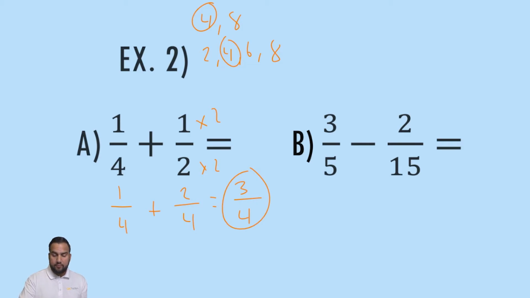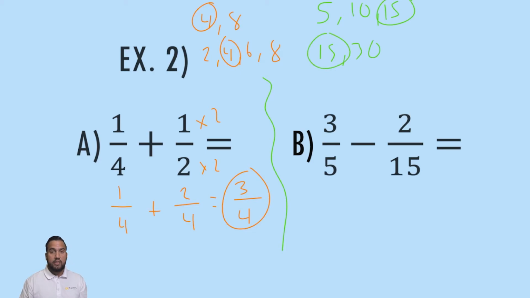Okay, B. 3/5 minus 2/15. So what am I going to do? I can multiply 5 times 15 if I wanted to. But I'm going to list the multiples of 5 because maybe it's simpler. 5, 10, 15. I'm going to stop because I noticed that the other one already has a 15. 15, 30. But to be fair, I shouldn't keep going. Why? Because my LCM was 15. My least common multiple was 15.